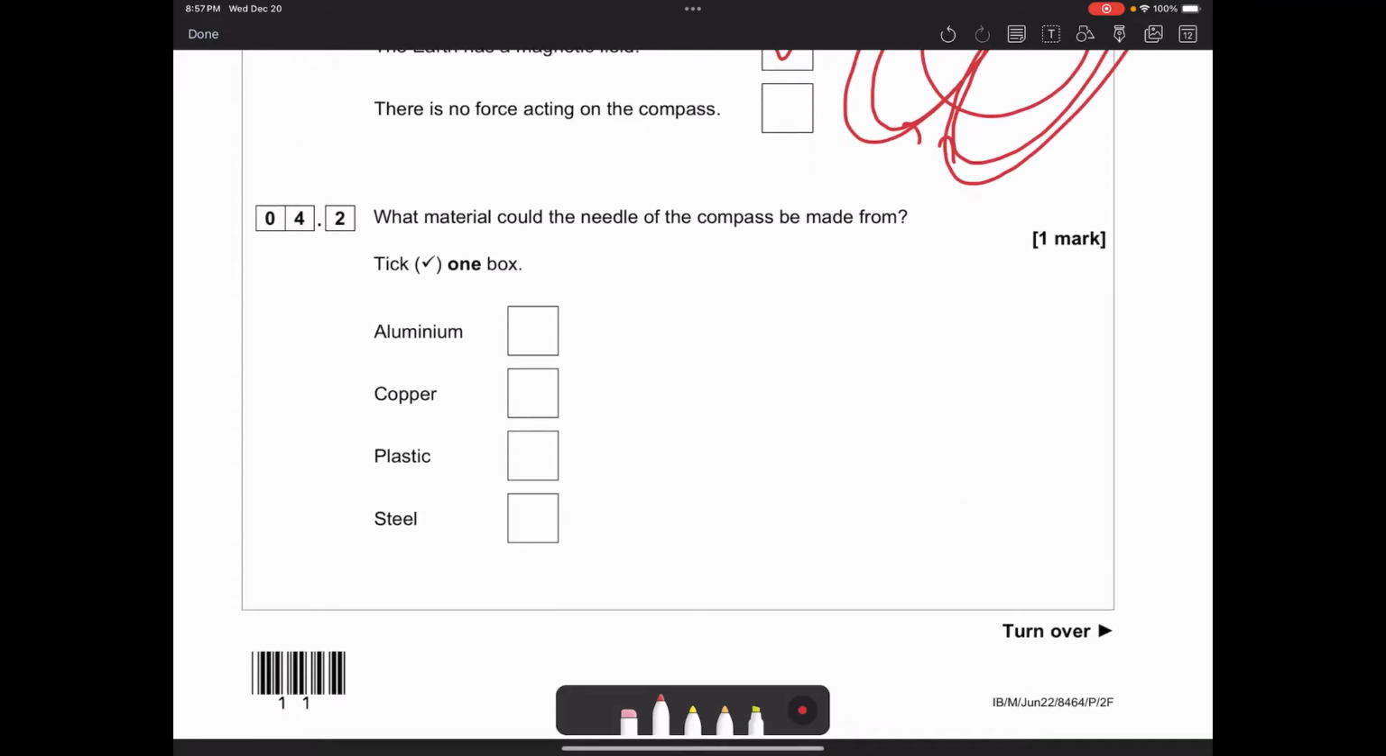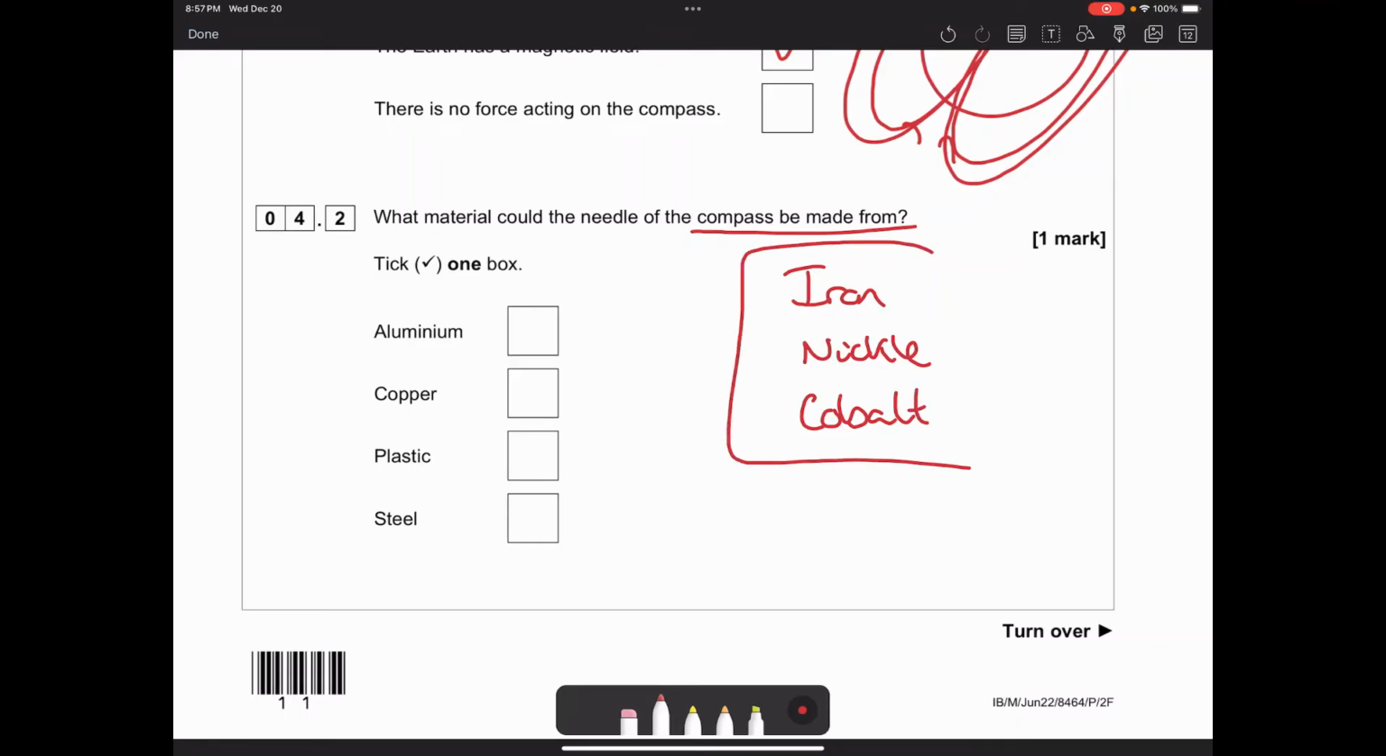What material could the needle of the compass be made from? So this is testing whether you know your magnetic materials. The only 3 magnetic elements that we've got are iron, nickel, and cobalt. These are the only 3 magnetic elements.